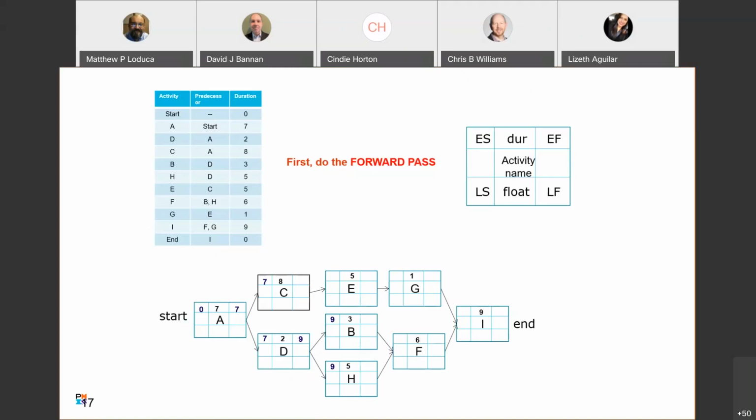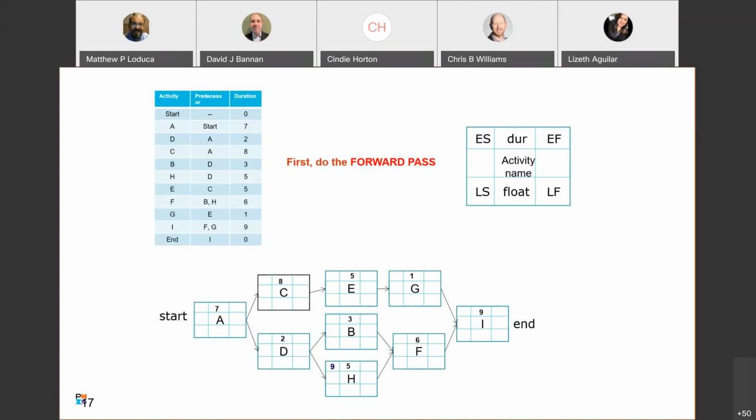So we see we got the 7, 7. We did 7 plus 2 is 9. Because B and H are successors, we're going to bring the 9 forward for their early start. 7 plus 8 is going to be 15. From 15 here, we brought it forward into its successor E. Now we're going to add our early start to our duration to get the early finish for E, B, and H.